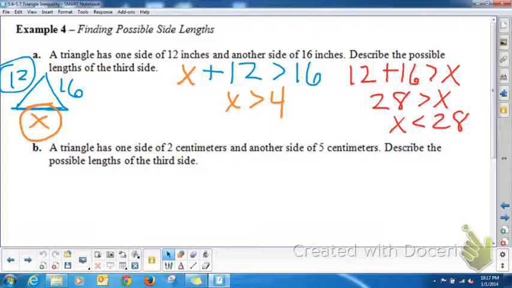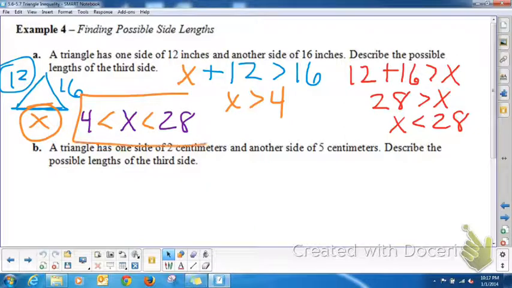So I could express that in this inequality. x can be between these numbers, 4 and 28. It can't be equal to them, so x has to be greater than 4 and less than 28. That would be the solution. Let's try another one.